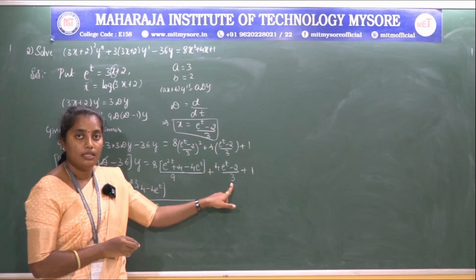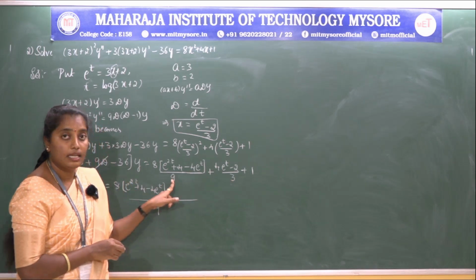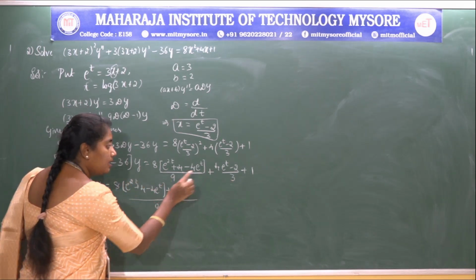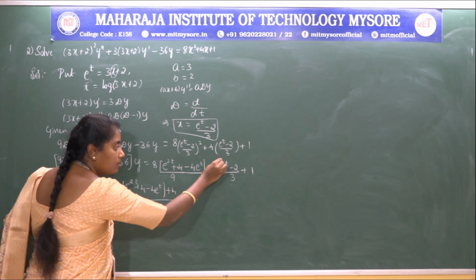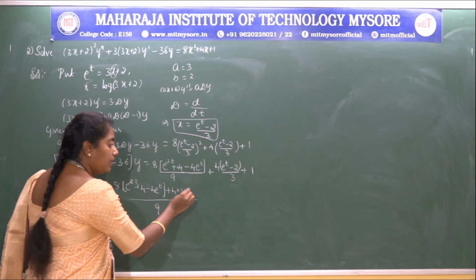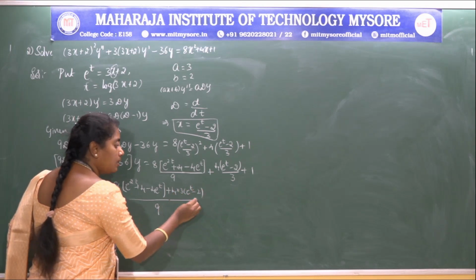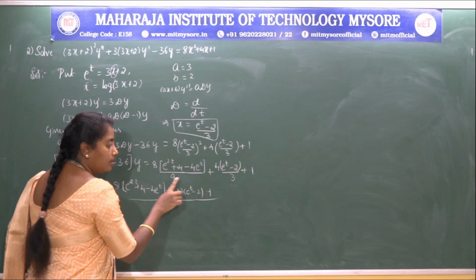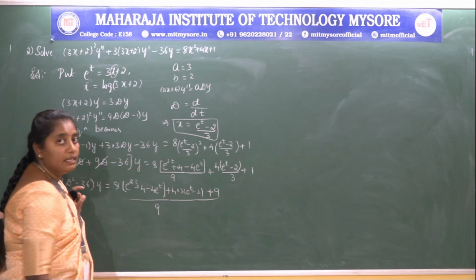Second element we have 3 in the denominator. On taking 9 here, we get plus 4 into 3 e power of t minus 2. Last term we have 1. On taking 9 as LCM, we get plus 9.